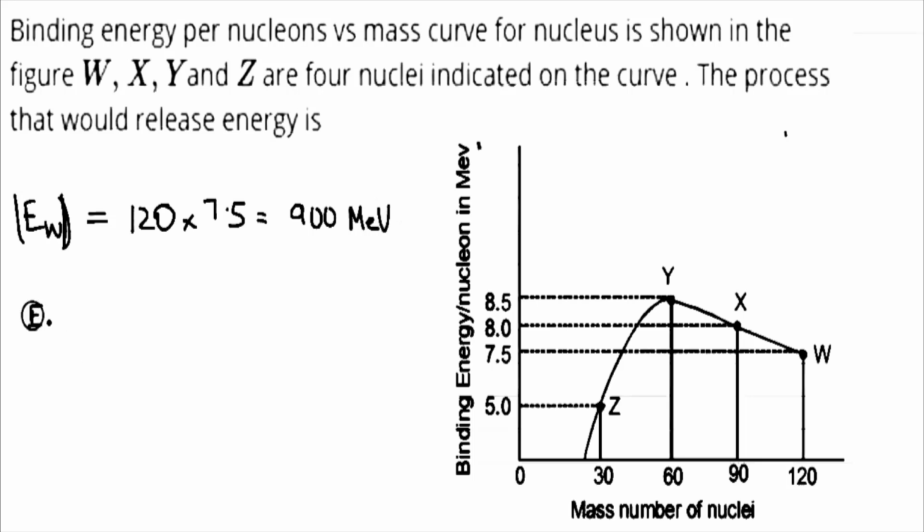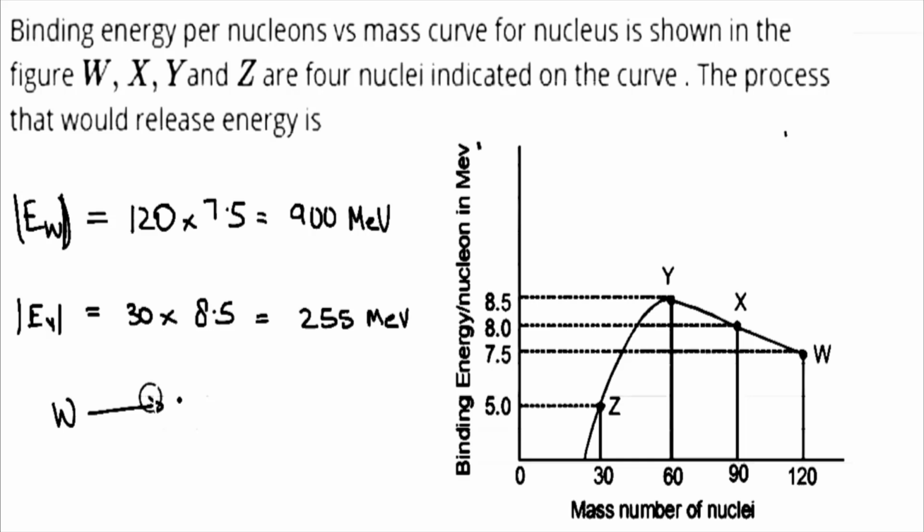Similarly, the magnitude of EY comes out to be 30 into 8.5, which equals 255 MeV. In the process W to 2Y, we can see that the energy involved in this conversion can be figured out by using Q equals EW minus EY into 2, as there are two Y nuclei.